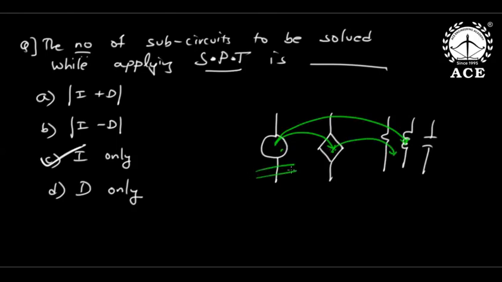So who is the ultimate source provider? Independent source only. Please understand this. The ultimate source provider is the independent source only. That's the meaning. Okay, the answer is this.